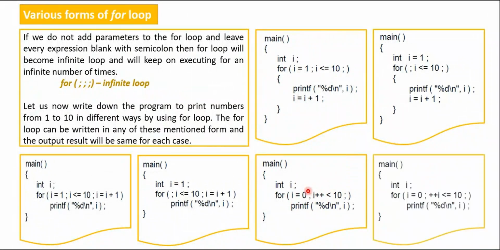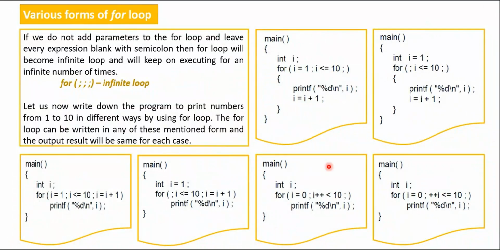And at last, in this form of loop, both the comparison and the incrementation are done through the same statement, that is ++i <= 10. Now since plus plus precedes i, firstly the incrementation is done and then the comparison. So these are some various forms of the loop. That means the for loop can be written in any of these manners, and all of them are valid and you will get the same result.